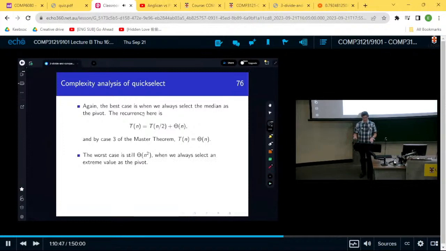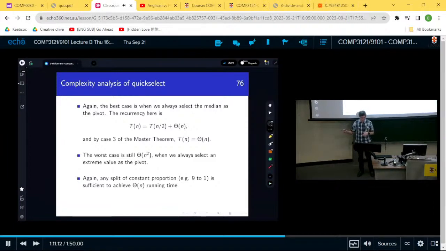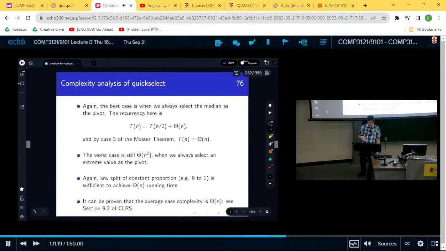But if our pivot is something very small or very large compared to the other elements of the array, then we still have a running time of theta of n squared. And again, if we actually manage to find a constant fraction of the elements to the left of the pivot and a constant fraction to the right of the pivot, then we would achieve a linear running time. The average complexity is handled in this textbook, but we will actually look at the worst case complexity.